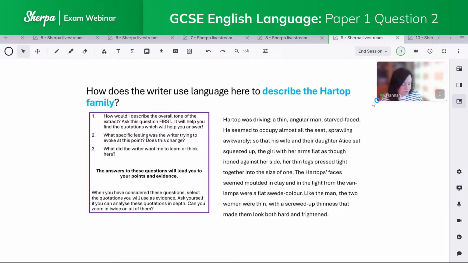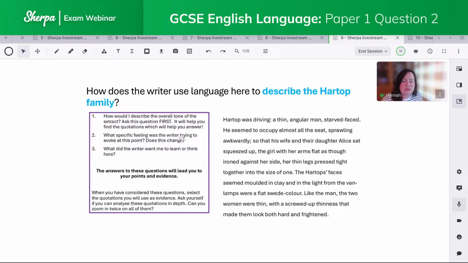So, what we're looking for now is what specific feeling the writer is trying to evoke at this particular point. I need to ask, does that feeling change at all? As we read, all of those examples I gave were very similar. They were all very negative. So I don't think it does change.